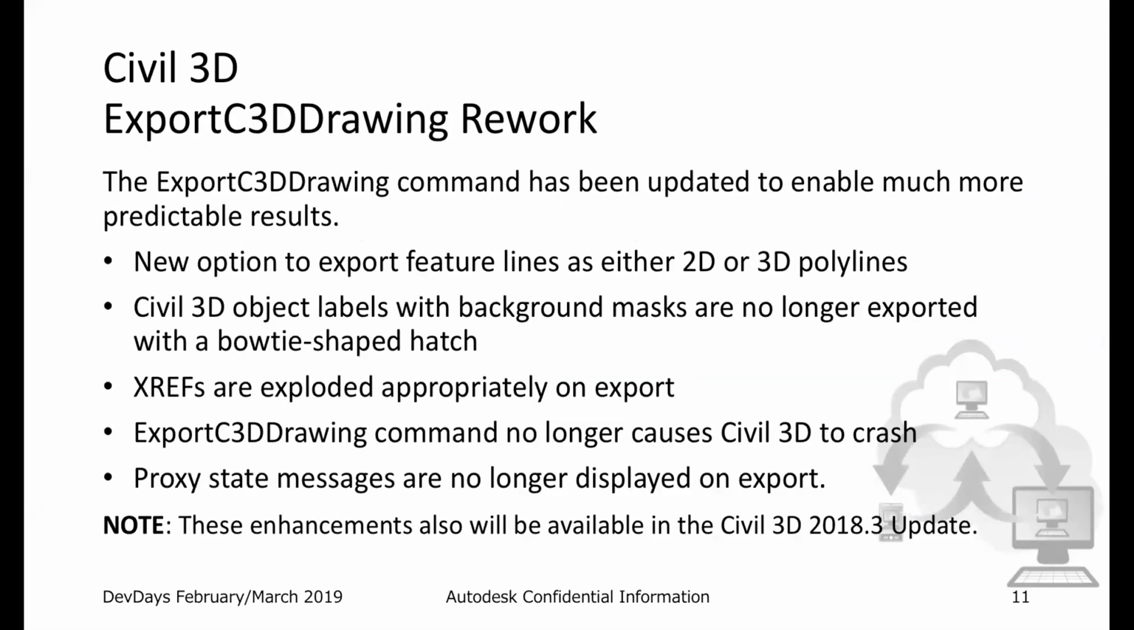Next one, export Civil3D drawing rework. The export Civil3D drawing command has been updated to enable much more predictable results. There are new options to export feature lines as either 2D or 3D polylines. Civil3D object labels with background masks are no longer exported with a boundary-shaped hatch, and XREFs are exploded appropriately on export. The export Civil3D drawing command no longer causes Civil3D to crash, which was a problem that was happening. And proxy state messages are no longer displayed on export. Note that these enhancements will also be available in the Civil3D 2018.3 update.